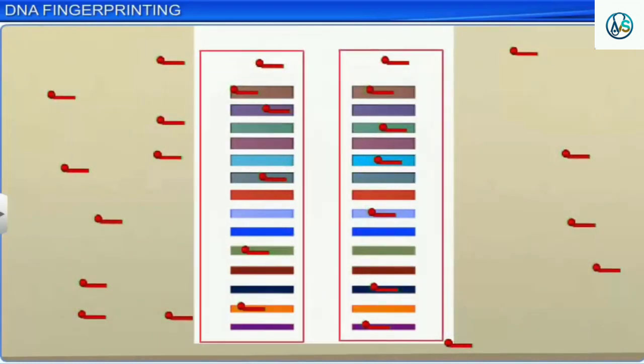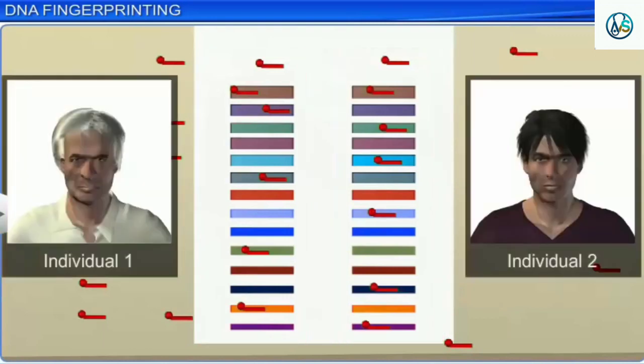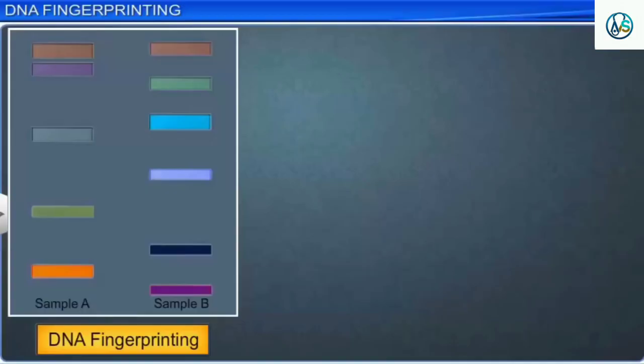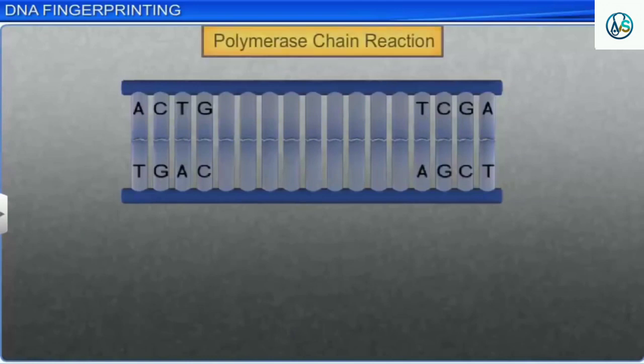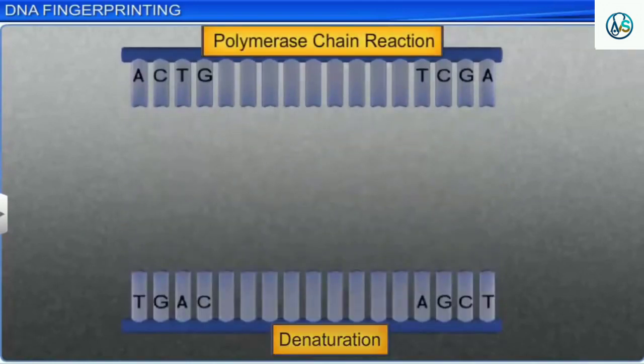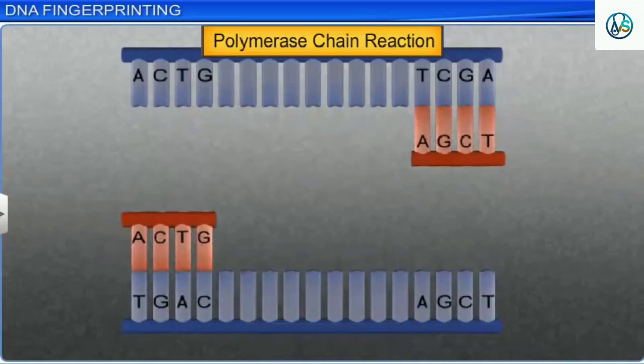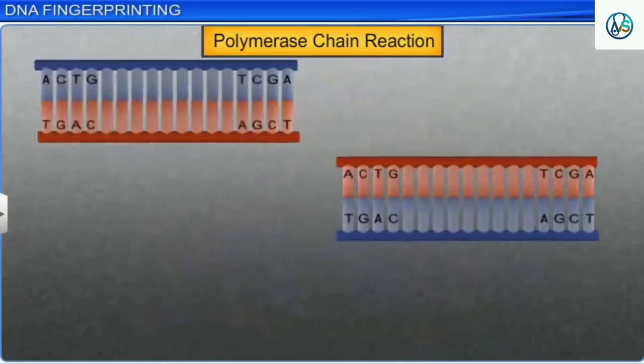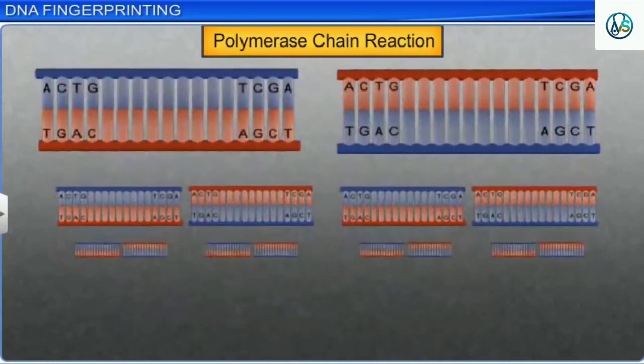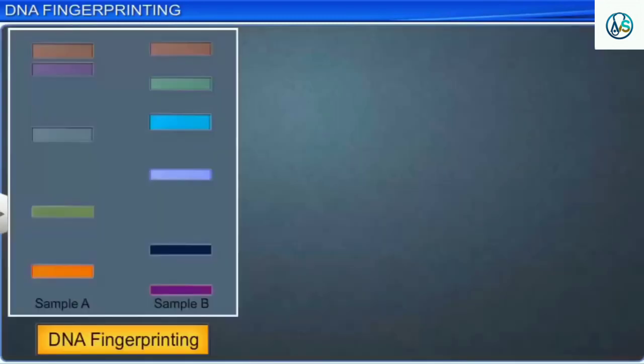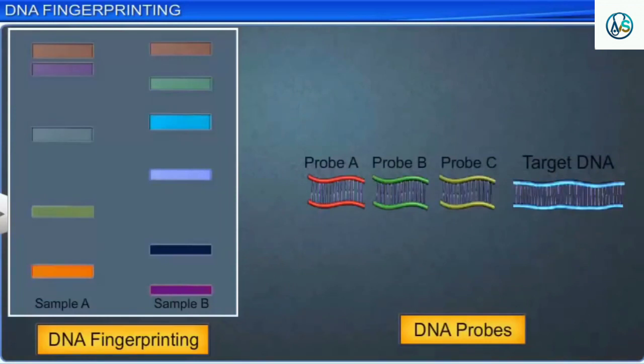These bands provide a characteristic pattern to an individual's DNA and vary from one individual to another except in identical or monozygotic twins. Today, the accuracy of the DNA fingerprinting technique has further improved due to the advent of the polymerase chain reaction, or PCR, where multiple copies of a single DNA sequence can be made. DNA fingerprinting has also advanced due to the use of different types of DNA probes.